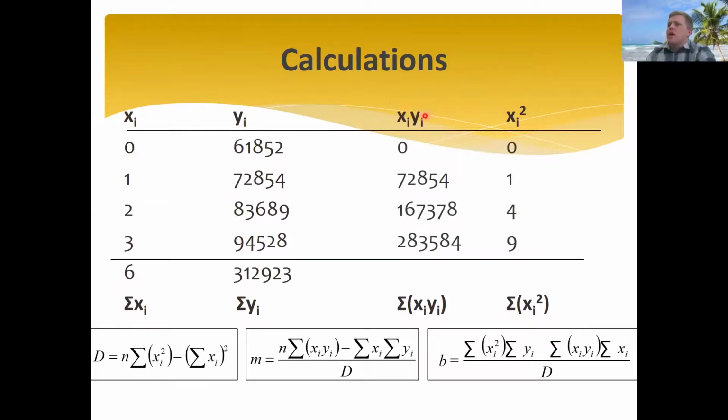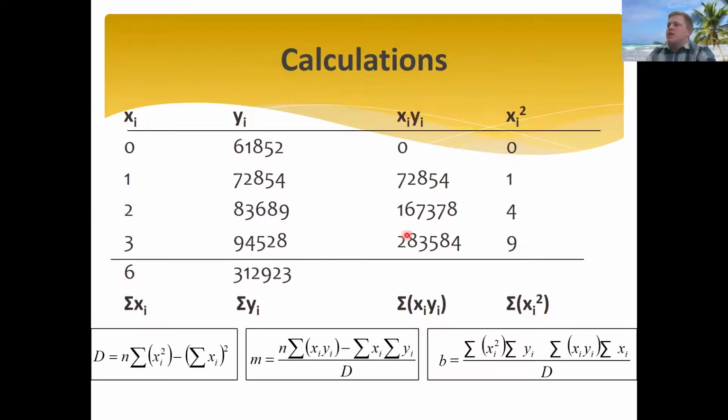So for xi yi, for x1 times y1, we have 0 times 61,000, which is 0. For x2 times y2, we have 1 times 72,000, and that equals 72,000. And we keep going down to calculate these other values. For our xi squared, we're just going to be squaring the x values. So 0 squared is 0, 1 squared is 1, 2 squared is 4, 3 squared is 9.